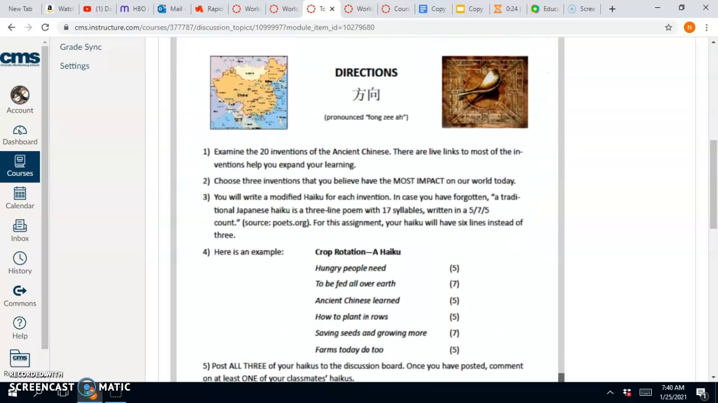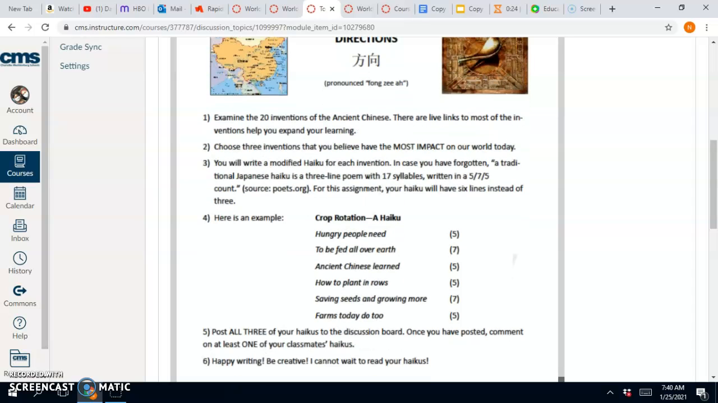So in the directions, at least they put samples. Look at the sample. It's at number 4. So you need to write a 6-lined 2-stanza haiku for each invention. Hungry people need to be fed all over earth. Ancient Chinese learned. That's the first haiku.